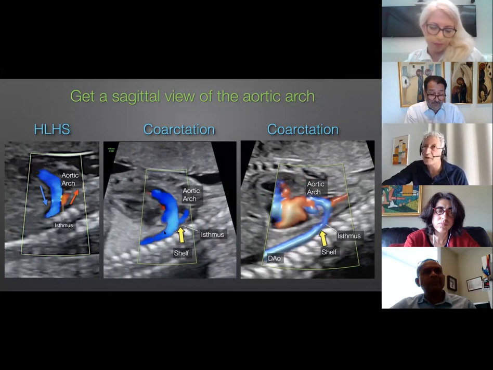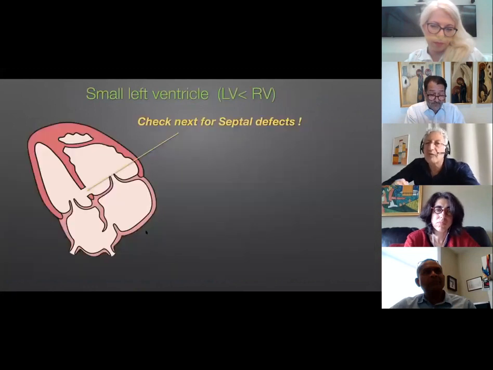So the coarctation, you suspect in the four-chamber view with a narrow ventricle, you get a three-vessel view, and you confirm in a sagittal view. And this is how you can distinguish both of these. But this is not all, because you may also have other conditions which may present with a small left ventricle. The next step you should do is check if there is any septal defect.